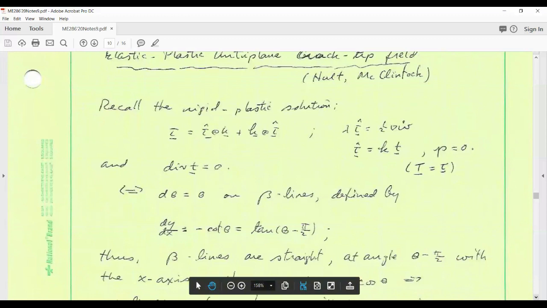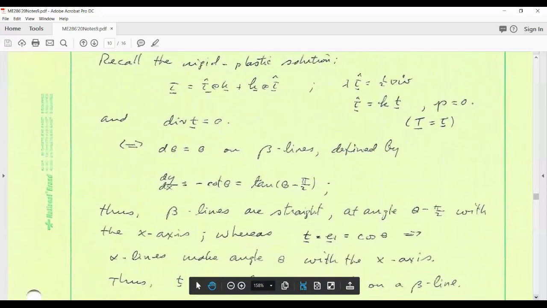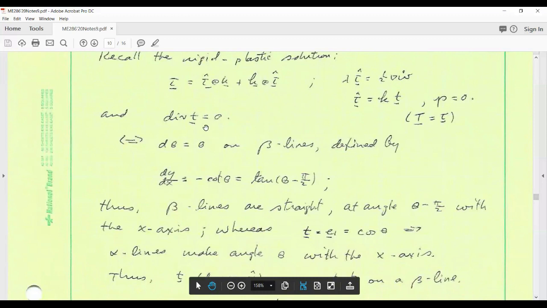So continuing with that recap of the discussion we had previously, we found that this equation implied that theta, which is the angle between t and e_1, that theta field is constant on the so-called beta lines, which are defined as the trajectories that satisfy this equation. And so those beta lines are straight. And they make an angle of theta minus pi over 2 with the x-axis. The alpha lines were the t lines. They make an angle of theta. And the beta lines are their orthogonal trajectories.